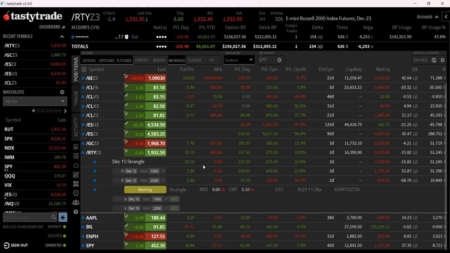We did put an RTY strangle on. This thing's been on for 2 days. It's up 11%, which is a pretty good return in 2 days. Can you take that off? You know, why would you wait 30 days to make 50% when you made 10% in 2 days? It would make perfect sense to take this strangle off today and put something else on.